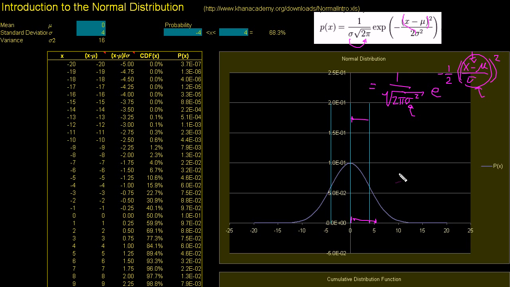Well, let me rewrite that. If I were to write e to the minus 1/2 times a, that's the same thing as e to the a, to the minus 1/2 power, right? If you take something to an exponent and then take that to an exponent, you can just multiply these exponents. So likewise, this is equal to 1 over the square root of 2 pi sigma squared, which is just the variance.